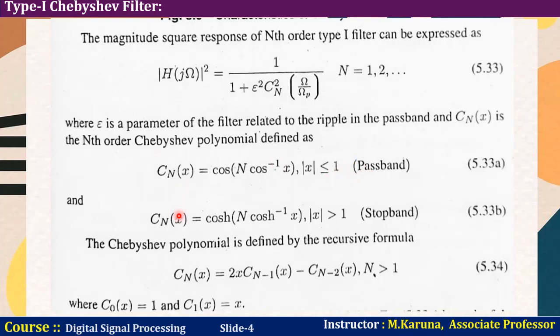The Chebyshev polynomial in case of stop band is defined as Cn of x equal to cosh of n cosh inverse x for modulus of x greater than 1. The Chebyshev polynomial is also defined by the recursive formula Cn of x equal to 2x Cn minus 1 of x minus Cn minus 2 of x for n greater than 1, where C0 of x equal to 1 and C1 of x equal to x.